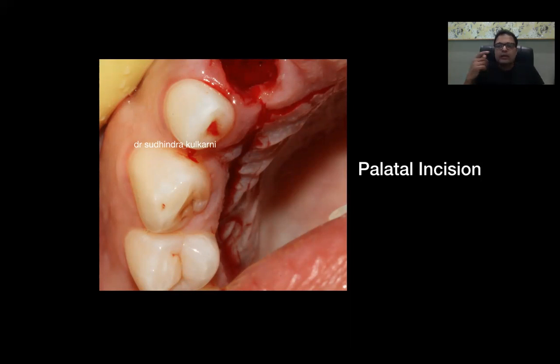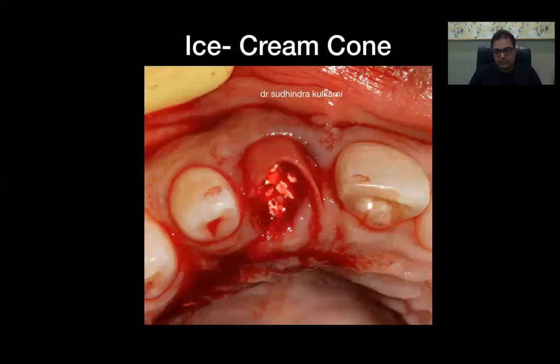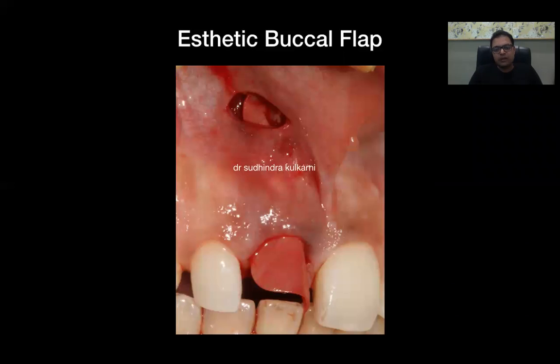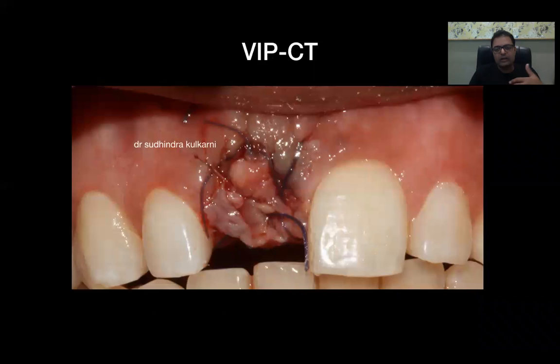Now, when you're socket grafting these kinds of situations without any buccal bone, you also need to look at getting an absolutely high degree of primary closure and good tissue around it. So what we do now is a vascularized interpositional tissue graft. Go to the palate, make an incision, remove the tooth, curette it, put in a membrane, and then from the palate, you displace the connective tissue.